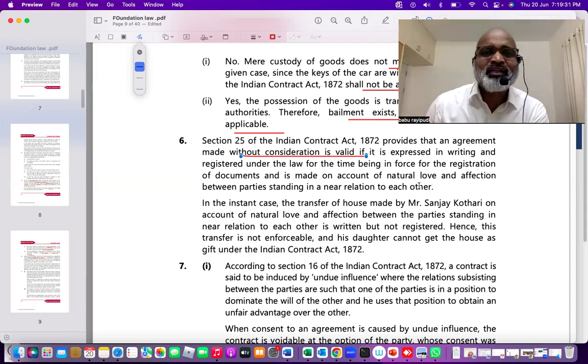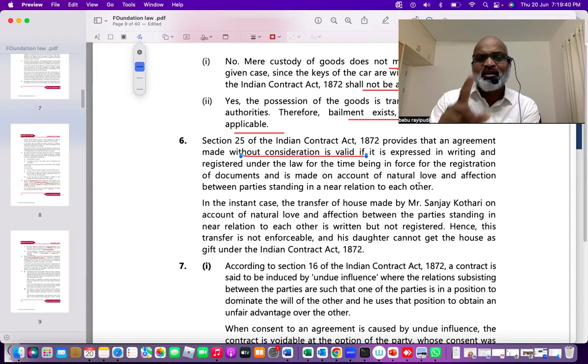In consideration, only three concepts are there. What are the legal rules for valid consideration? What are the exceptions to consideration? What do you mean by privity of contract? What are the exceptions to privity of contract? So in consideration, three concepts, three sections, you remember.